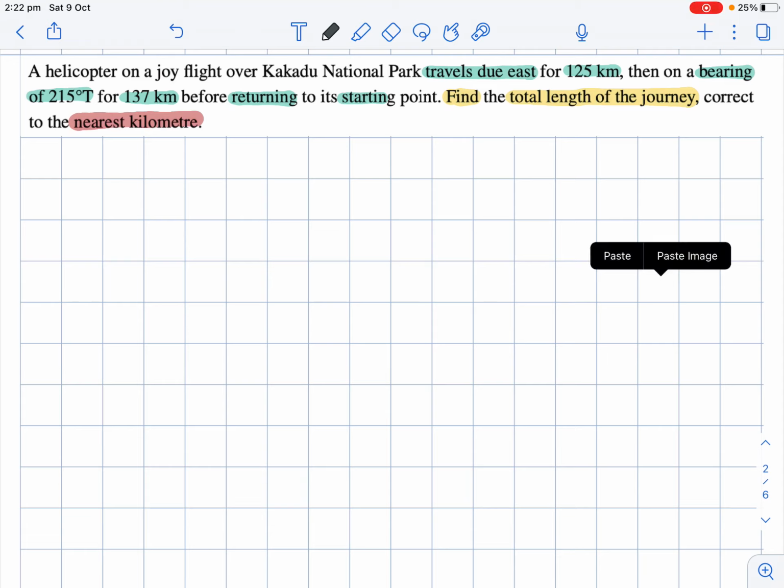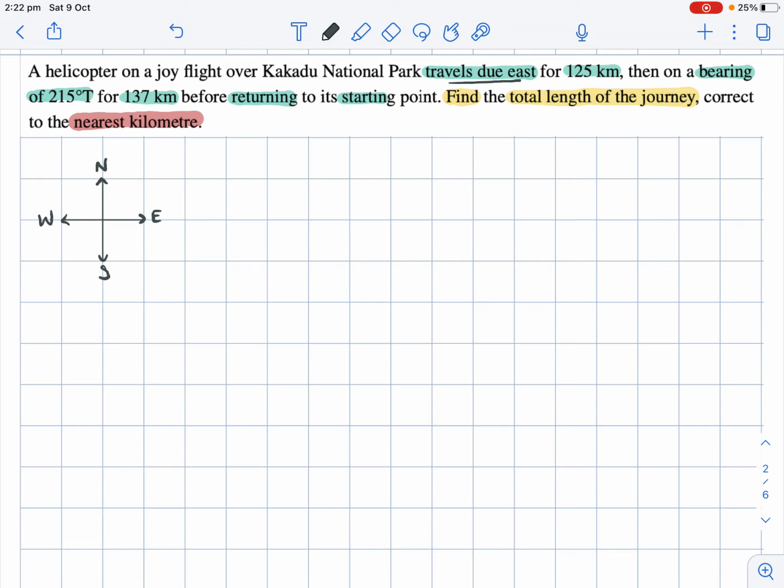First thing I spot here, it travels due east. As soon as they've given me a north, south, east, west, my brain straight away says, oh, bearings. That's the 360 degrees thing. That's the bird's eye view thing. So you might even want to quickly jot yourself a north, east, south, west compass. Cool, I've got north, east, south, west. Just as your reminder, which way is east?